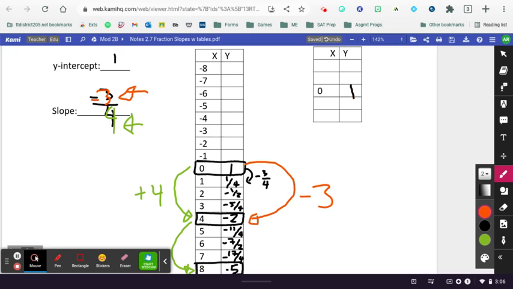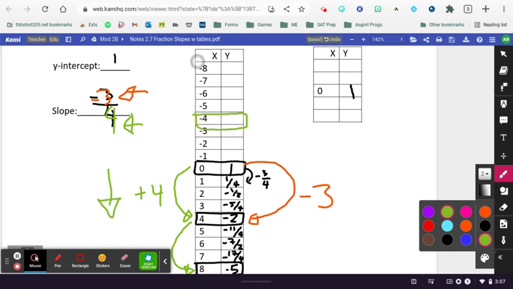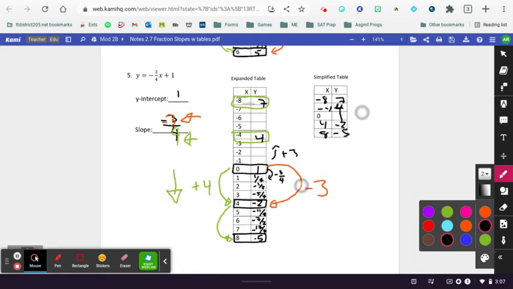So let's figure out where we're going to have our next set of nice numbers going upwards. Well, if I'm adding by 4 down the x side here, then my next set of nice numbers is going to be at negative 4 and then negative 8. And my nice number on the y, the partner for negative 4, well, if I'm subtracting 3 as I go down, when I go upwards, I'll be adding 3. So 1 plus 3 is 4. Then we'll have 7. So we have negative 8, 7, negative 4, 4, 4, negative 2, 8, negative 5 for our simplified table here.